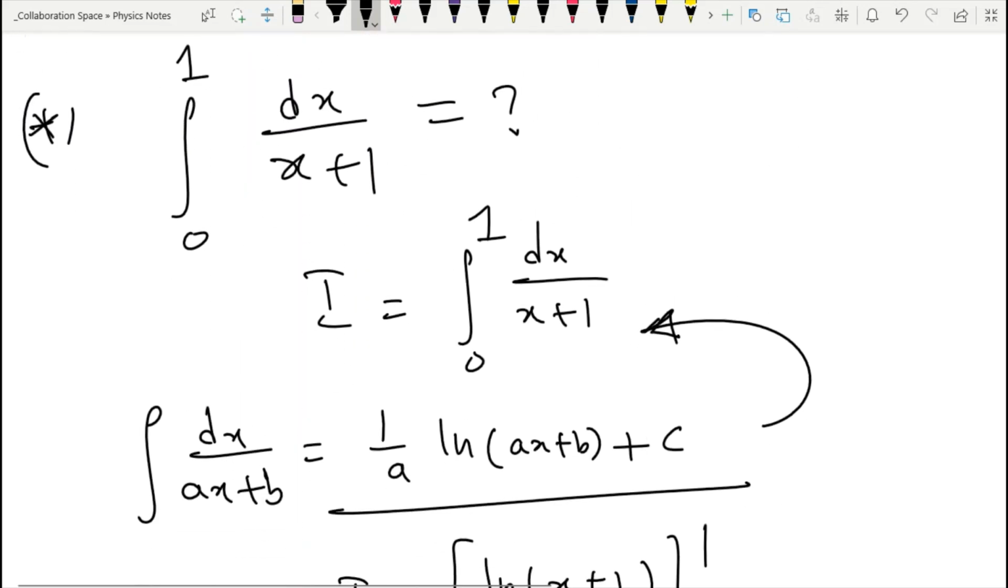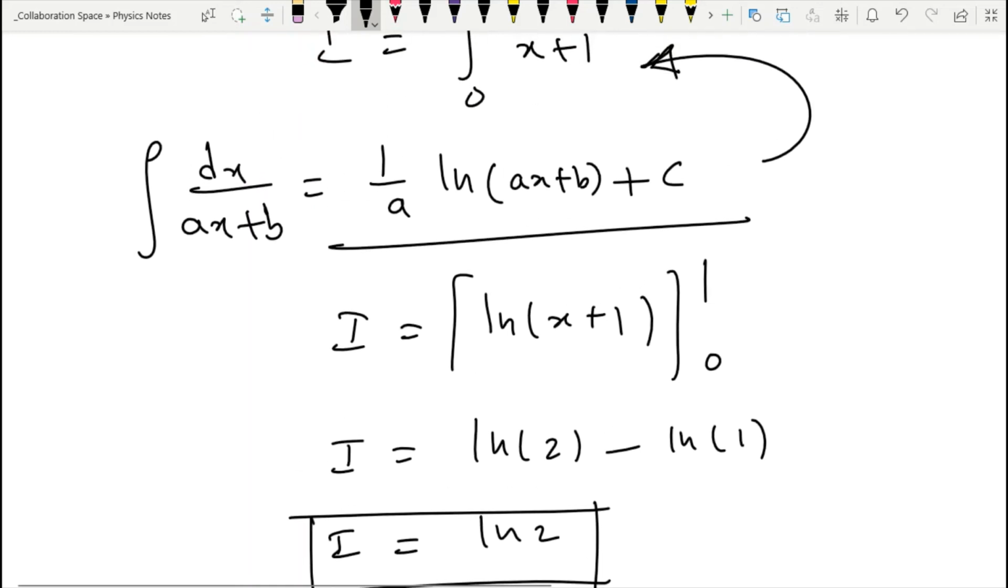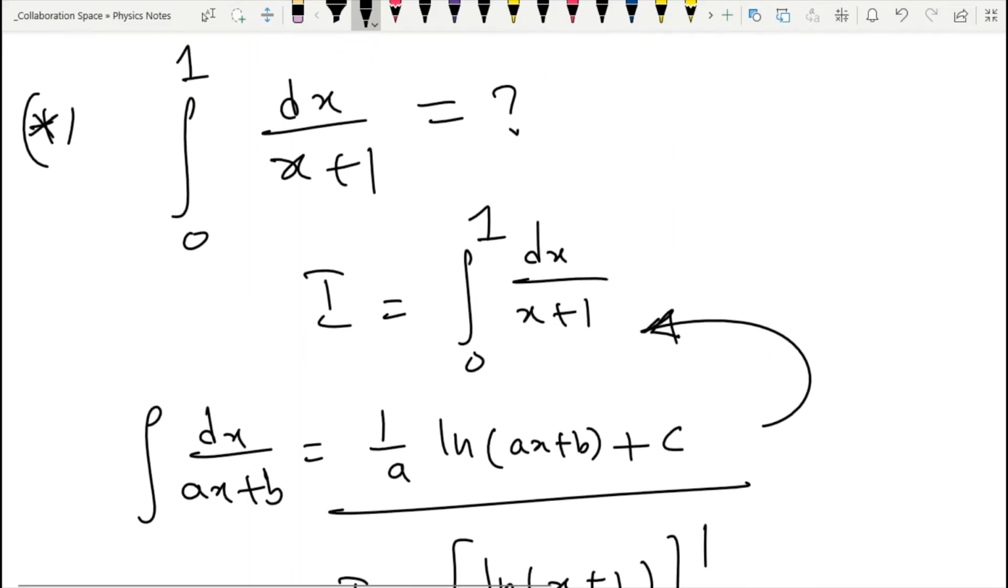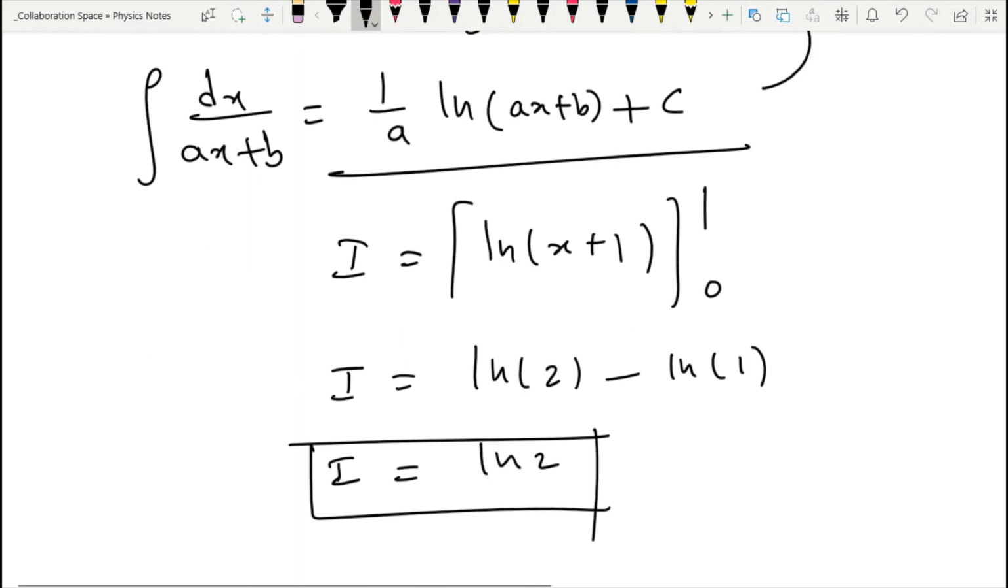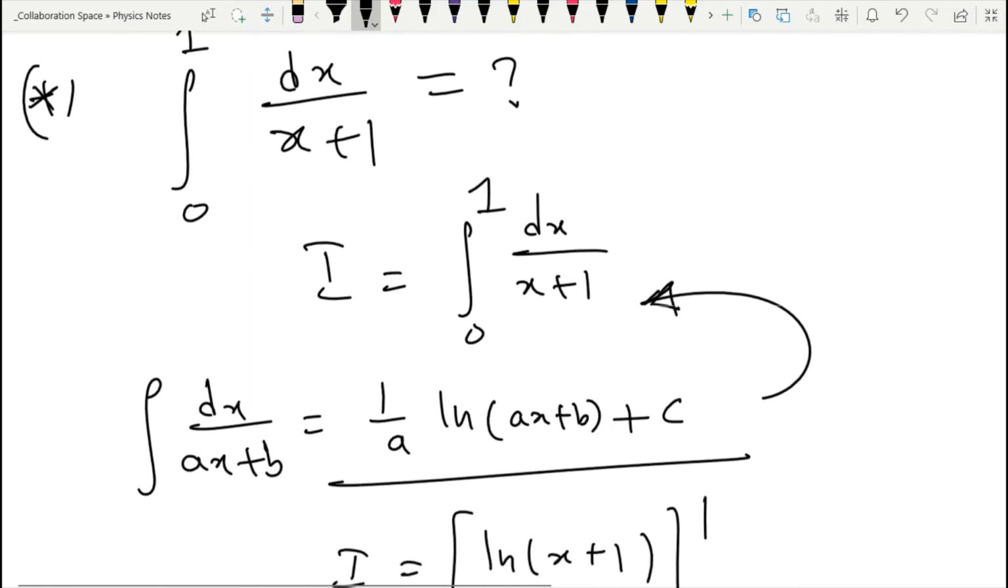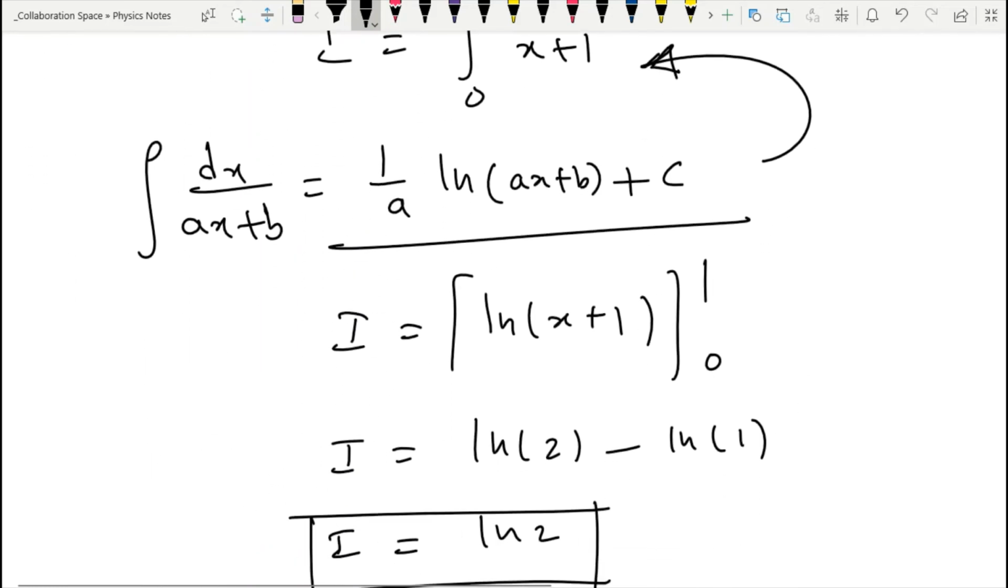Clear or not? The answer for that integration is ln 2. Any doubt? No, sir. Okay. See, I am not even giving any complicated integration.